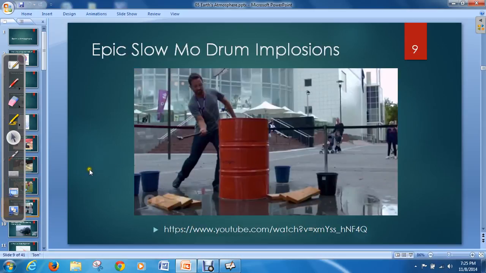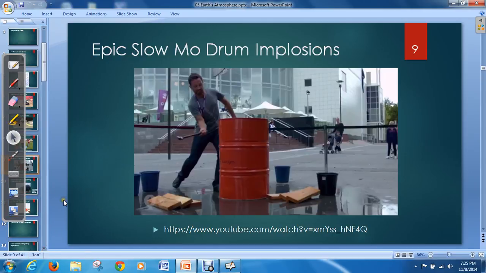This one does it in slow-mo. So again, there's a lot of cool videos we watch of just these differences in air pressures, which causes really cool effects. But again, it's just the same basic principle: high pressure pushing on low pressure.